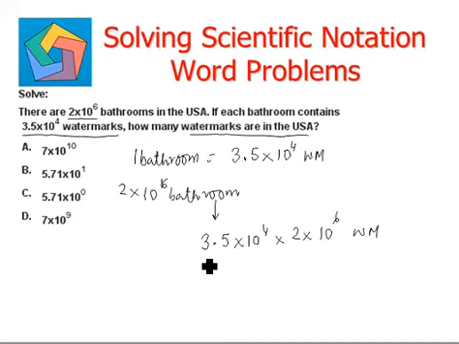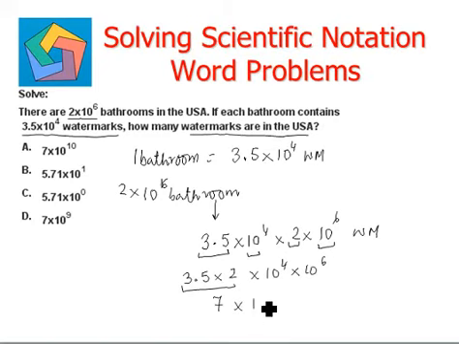Now for this, we'll put the numbers together, we'll multiply them, 3.5 into 2, and we'll put these exponents in one place, 10 to the power 4 times 10 to the power 6. 3.5 times 2 becomes 7 into 10 to the power of, now here the bases are the same, when multiplied the powers add up, that is 4 plus 6. So our final answer in scientific notation is 7 into 10 to the power of 10. These many watermarks are there in the US. So this is the final answer and can be seen in option A.